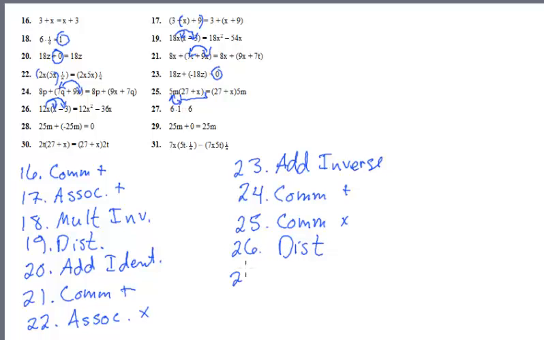Number 27. 6 times 1 equals 6. We notice that 1 here is an invisible number. 6 times 1, it allows 6 to maintain its identity. That is the multiplicative identity.